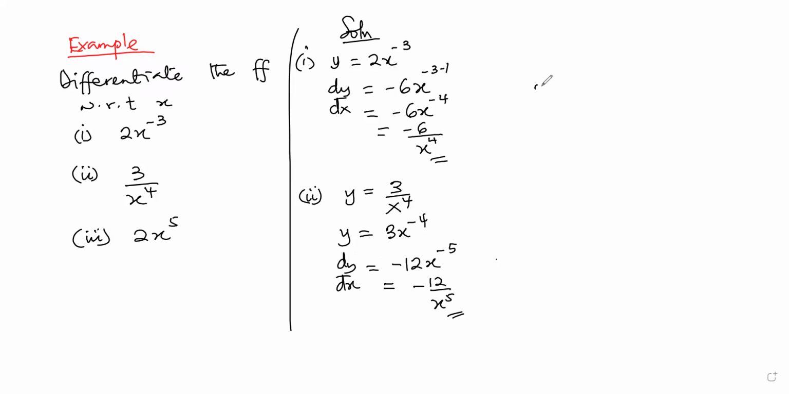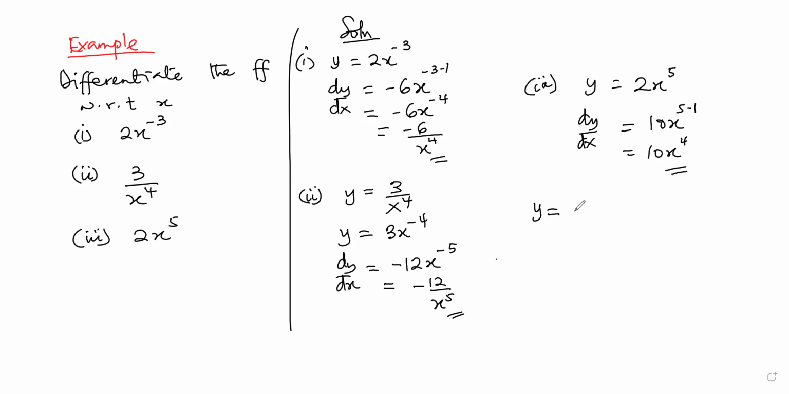Okay, so let's solve the third one. If I have y equal to 2x raised to the power 5, this simply means that when I differentiate, I'm going to have 5 times 2 making 10, x to the power 5 minus 1, which gives you 4. So this is basically how differentiation works. It is very, very simple.